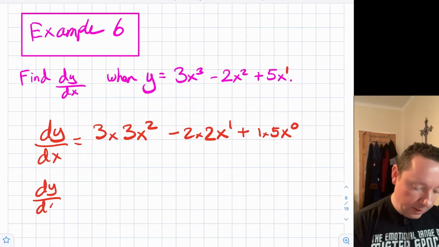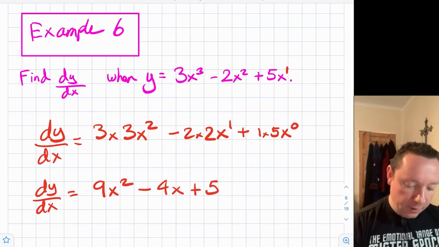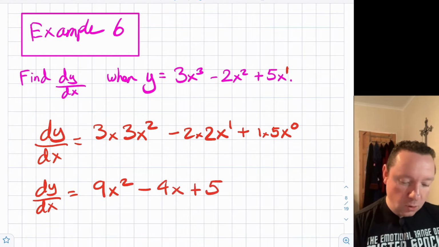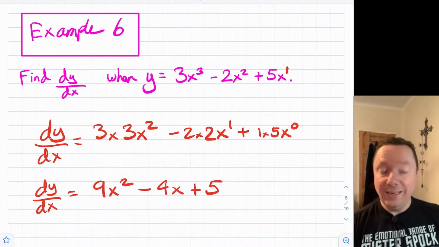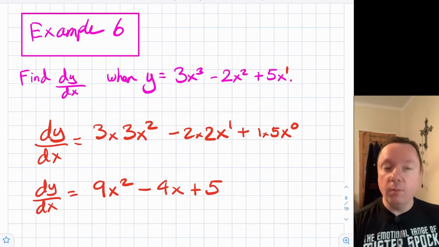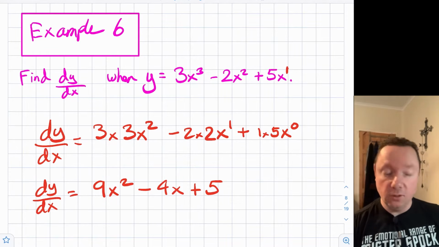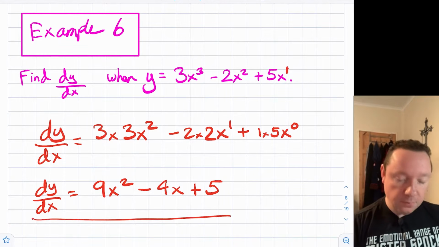dy by dx equals 9x squared minus 4x to the power of 1 plus, well, 5. x to the power of 0 is 1. So a term where it's just an x, the x just goes away and you're left with just the number, or the power. Well, the power is always going to be 1, so just the number actually in front. And there we go, our final answer.